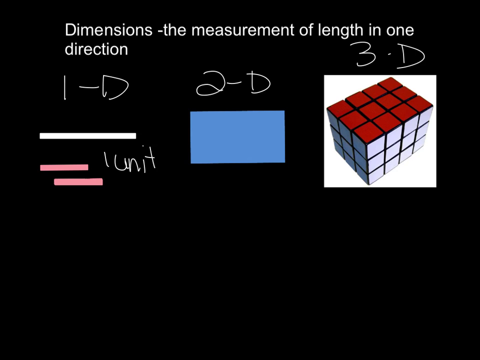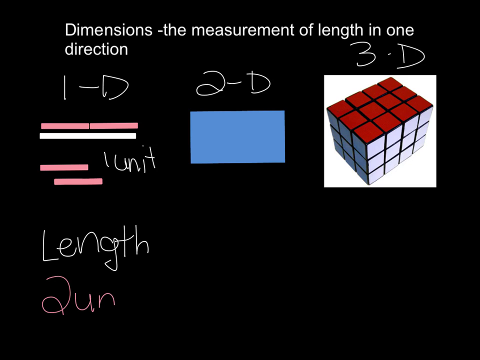When we measure an object in one direction, it's called length. And to measure the length of this white line, we're going to bring these units up. Okay, so this is 1 unit, and it's about 2 units. It's not exact, but it's okay. So let's call this 2 units. That's the length of our white line. All right. Now let's measure an object in 2 directions.